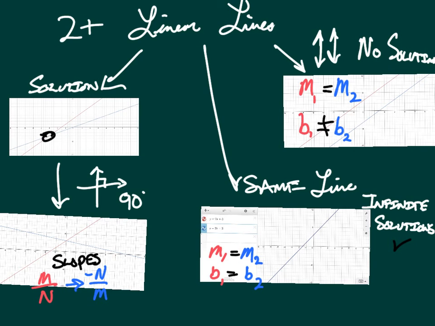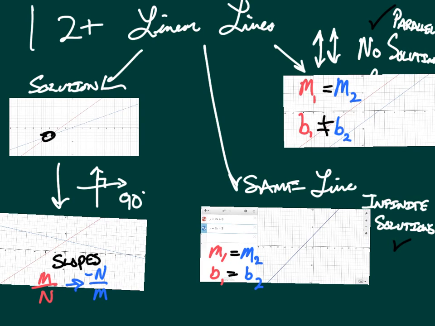If only the slopes are the same, but the y-intercepts are different, then you have no solutions, and those lines are parallel. That would be parallel.